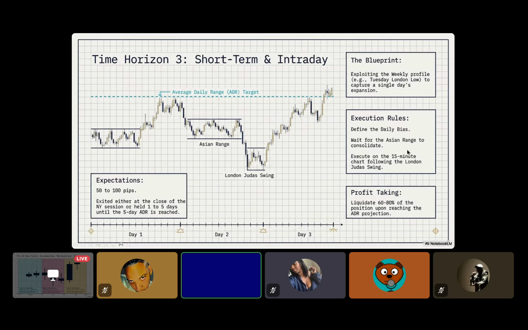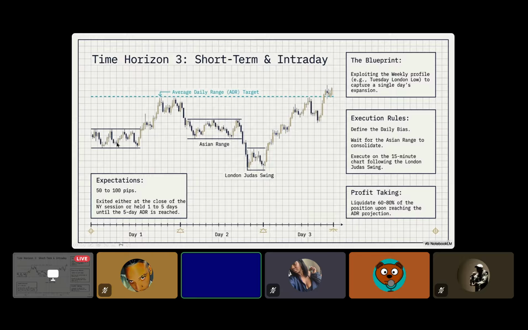So the way that this one tells you is determine what the daily bias is. Average daily range, ADR, target. So they think that price is going to go up to this point. So boom, we want to wait for that. That's what it's saying here. And so it was wait for an Asian range consolidation. So it consolidated over here.